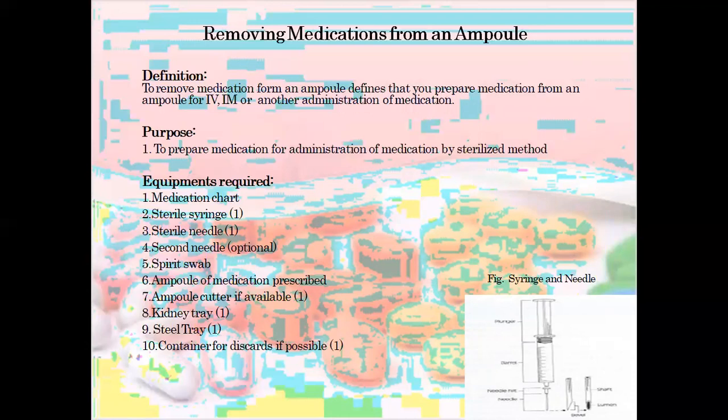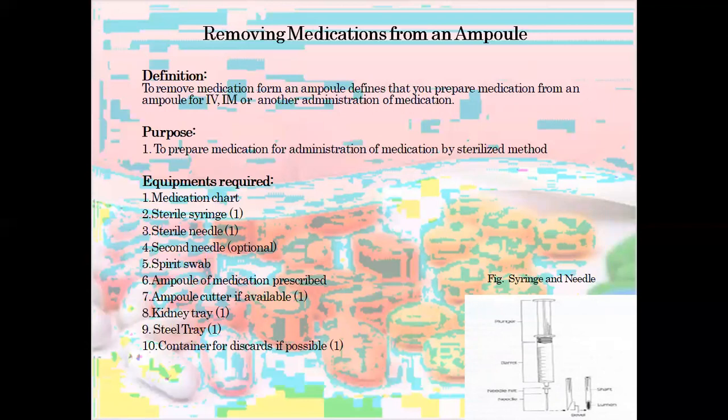Means when we remove a medication from an ampoule, जब भी हम ampoule से कोई भी medication remove करते हैं, and why do we remove the medication? To prepare the medication from an ampoule for IV injection or IM injection or another administration of the medication, that is called removing medication from an ampoule. Then what is the purpose of removing medication from an ampoule?